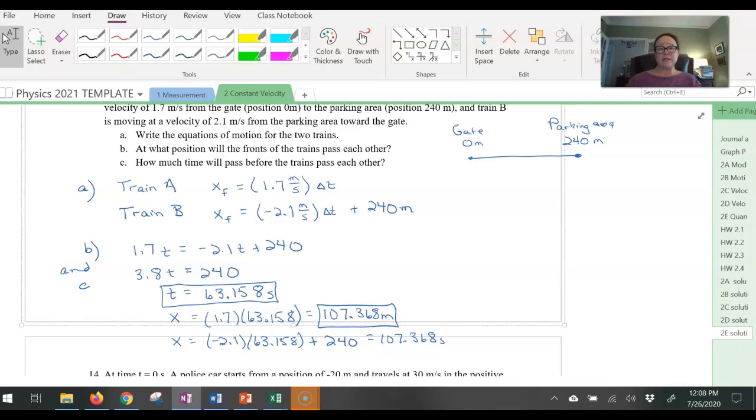And now that I have that time, I plug it back into both equations. You may wonder, why do I have to plug it into both equations? Because I always get the same answer. But it's a good sanity check. If you've made a mistake somewhere in your calculations, you will get very different positions for both trains. And remember, we're looking for the point where they're passing each other. So we're looking for the time where they're at the same position. So if for some reason you get very different answers for the position of each train, you need to go back and troubleshoot.